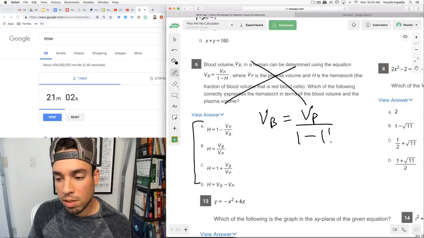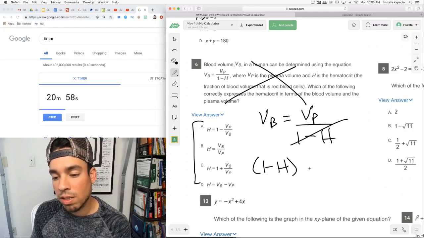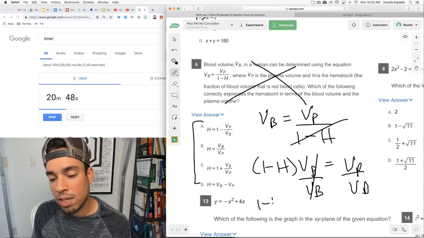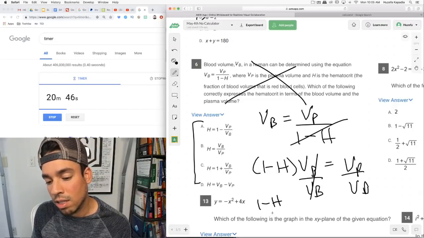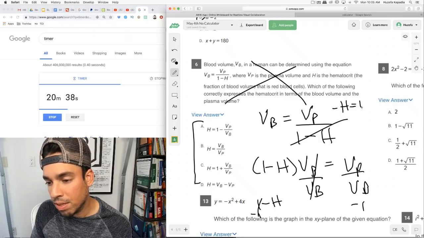VP over 1 minus H. First, I'm going to multiply both sides by 1 minus H. It gets rid of it on this side and shoots it over to the other side. And then I'm going to divide by VB. That goes away. And then I have 1 minus H equals that. And then I'm going to subtract 1 from both sides. Goodbye. So then it's negative H equals VP over VB minus 1.